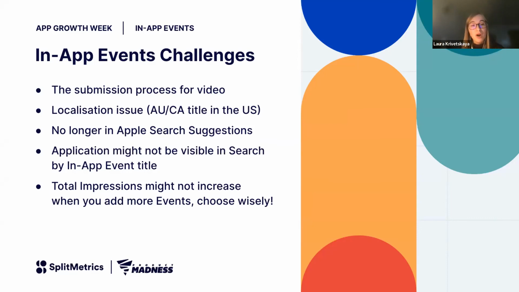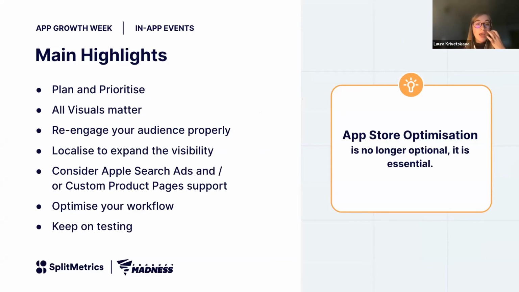And for the total amount of impressions, it doesn't mean that if you put in so many in-app events, it will bring you more impressions. Be quite careful, be quite picky, and choose wisely, because some in-app events could definitely drive many impressions. But if you launch another in-app event, it could literally eat out other impressions from your previous in-app event, right? So be careful what you choose. Try to optimize your workflow and continue testing. So yeah, I think we're done, right?